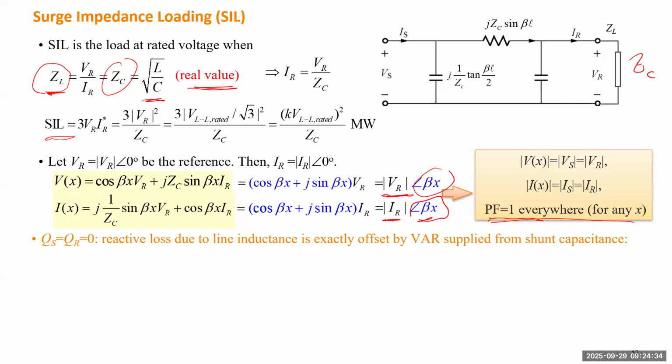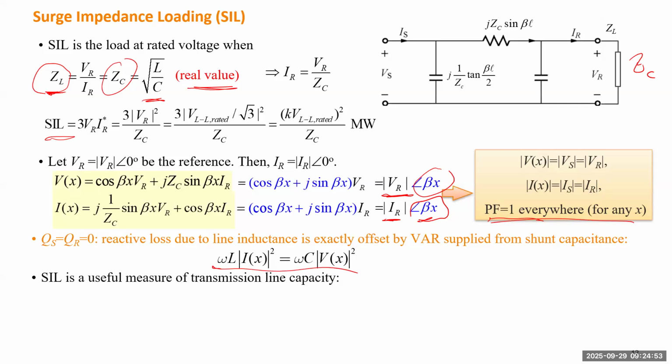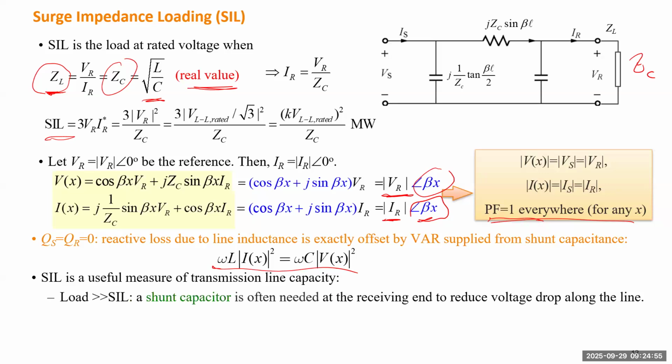So at any segment of the line, the reactive power consumed by the inductance will be completely equal to the reactive power provided by the capacitance of the line. So we will have this equation hold everywhere along the line. So that's why it can be a very useful measure for the line.